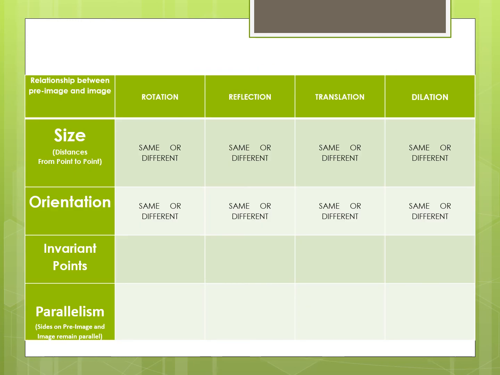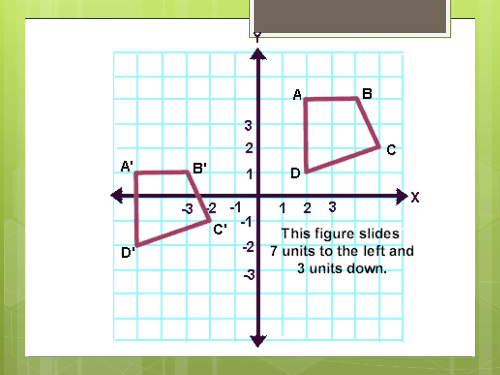So again, to recap, a reflection stays the same for size. The orientation changes. That's a big thing to know about reflections. The invariant points are the points on the line of reflection. And is there parallelism? No, there is not. It is not preserved. We're going to go ahead and move on to translations now.